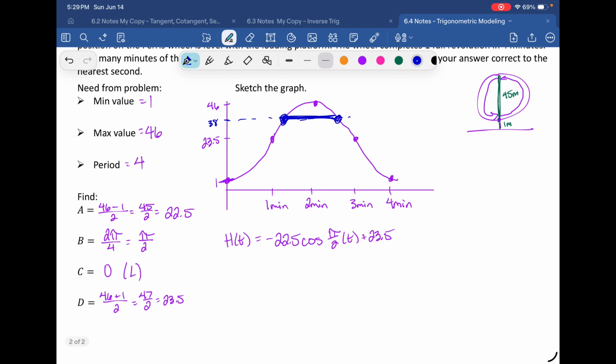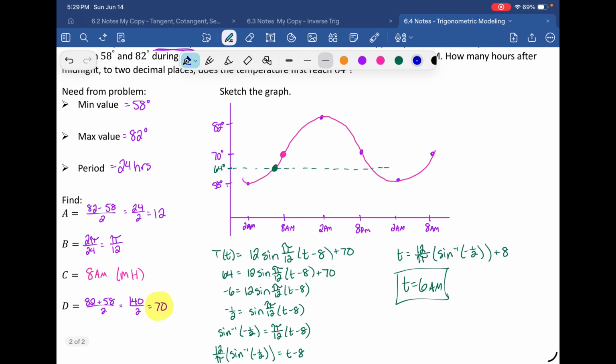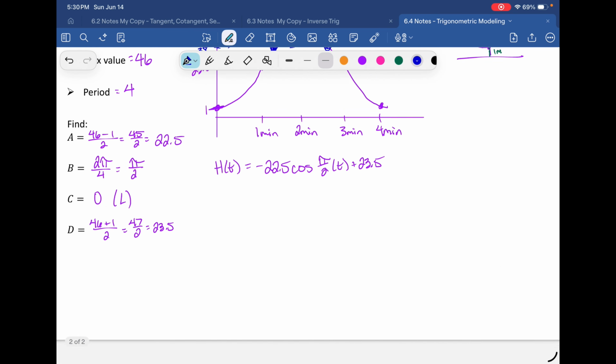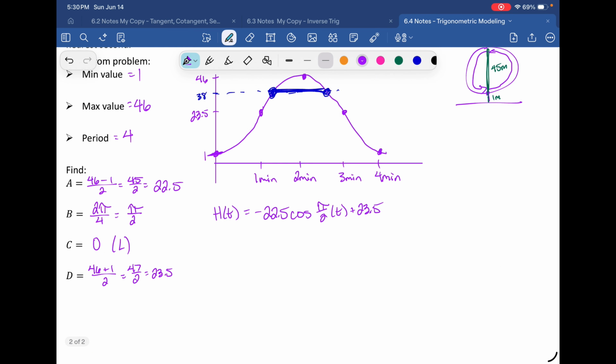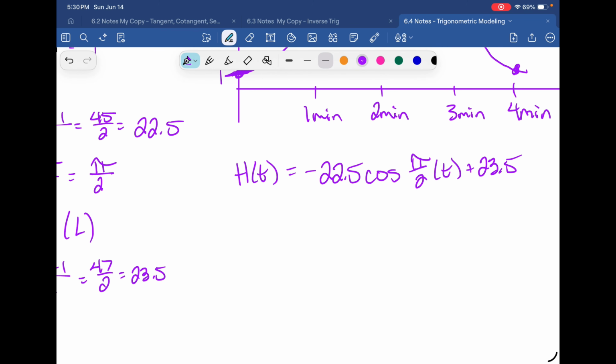All right, so just like I did for the temperature, I'm going to do for the Ferris wheel. Okay, so my height is 38. Now, I'm not going to simplify any of this. I'm going to leave it completely unsimplified because it's going to make your life a little bit better. I'm just trying to avoid crappy decimals. So the first thing I'm doing is subtracting the 23.5.